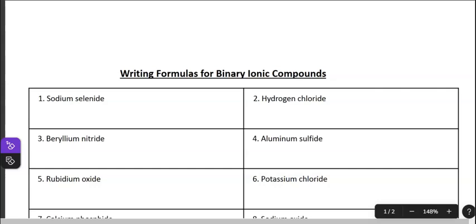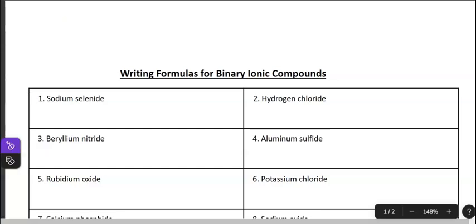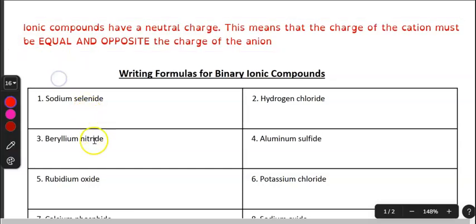Okay, so before we start writing formulas, there's something that you need to remember. And that is, whoops, I lost my text box there. Okay, so the thing to remember is that ionic compounds have a neutral charge.